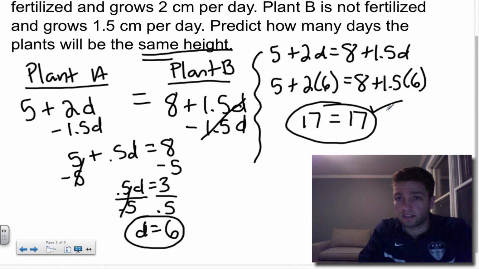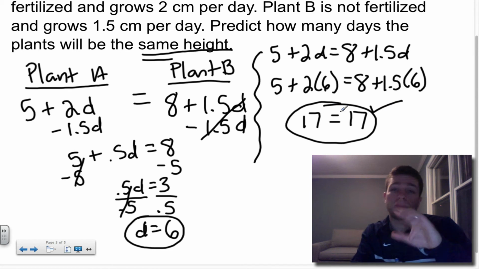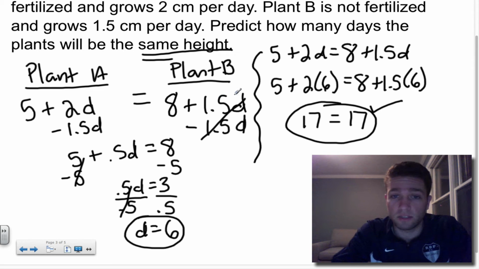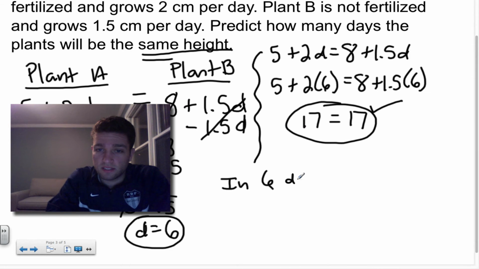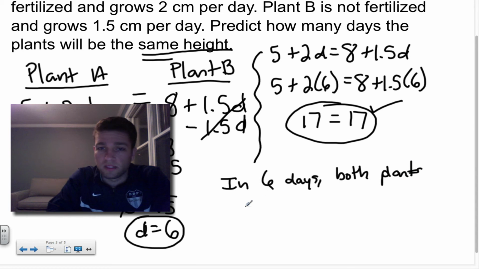So I've checked it out, it makes sense. But it's a word problem. Please go back and make sure you answer the question completely. Predict how many days until the plants will be the same height. Well, I got D equals 6. So that tells me in 6 days, both plants will be the same height.